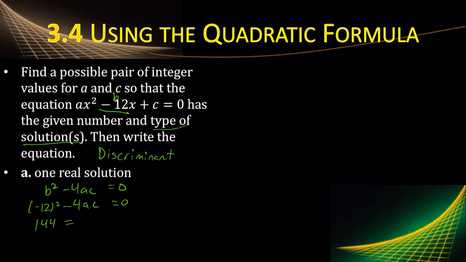So I'm going to add the 4ac to the other side. And then I'm going to divide both sides by 4. So I know that a times c equals 36. So we could have a variety of things. A could be 1, c could be 36. Maybe a is 9 and c is 4. Or maybe a is 2 and c is 18. We don't know. Those are just a couple possibilities.